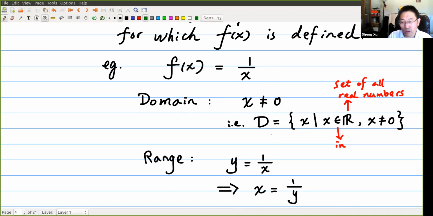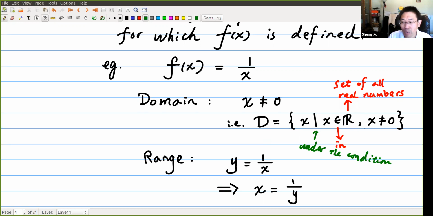So how to write down a domain mathematically? You can write down the domain in this manner. We know the domain is a set, right? It's a collection of numbers, of inputs. So D is equal to what? It is x, under the condition that x is in the set of all real numbers, but x cannot be equal to zero, okay?